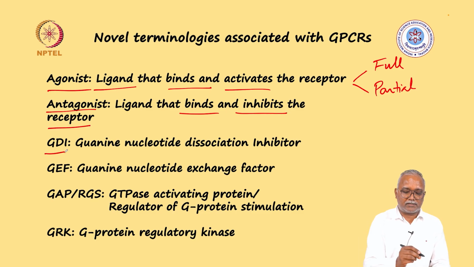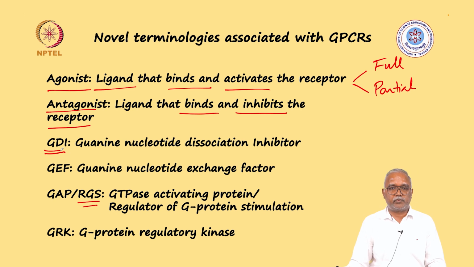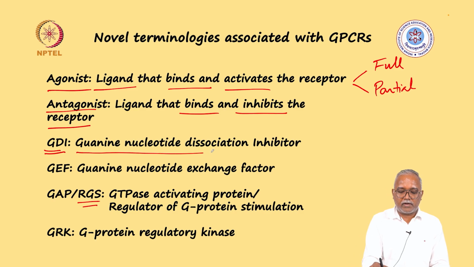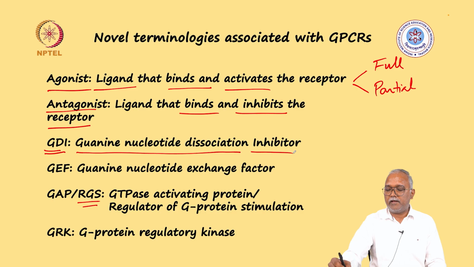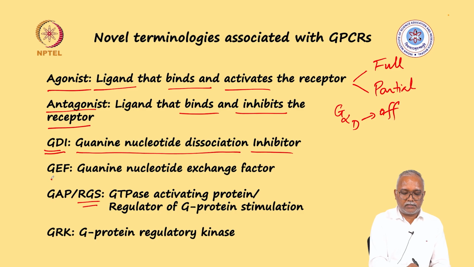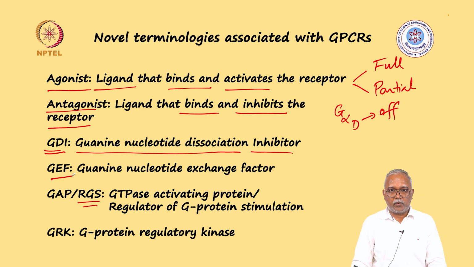Then we saw in previous class some of the terminologies like RGS, I told you. There is another molecule which is new to this GPCR signaling, or which we have not seen in earlier types of signaling, called guanine nucleotide dissociation inhibitor. Basically it will ensure that G alpha remains in GDP bound state or in off state. Then we have already seen GEF, which was already known in many cases which we have seen earlier. However, the uniqueness was that this GEF is associated with the receptor itself.